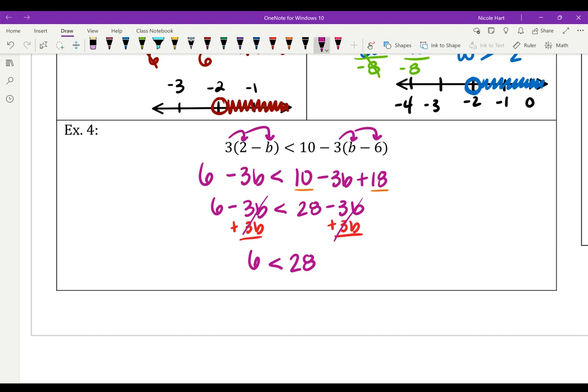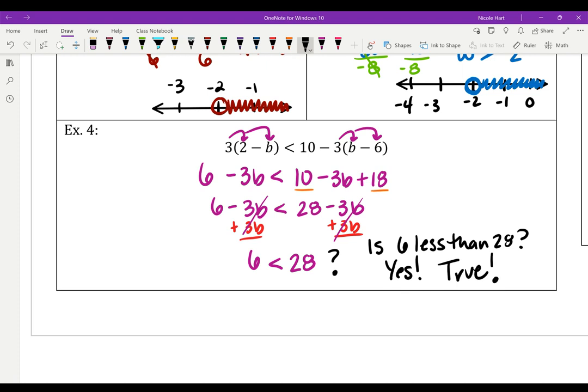I don't have any variables, but we have to think about this. Is 6 less than 28? Yeah, it is. That is like a true thing. So it is true.